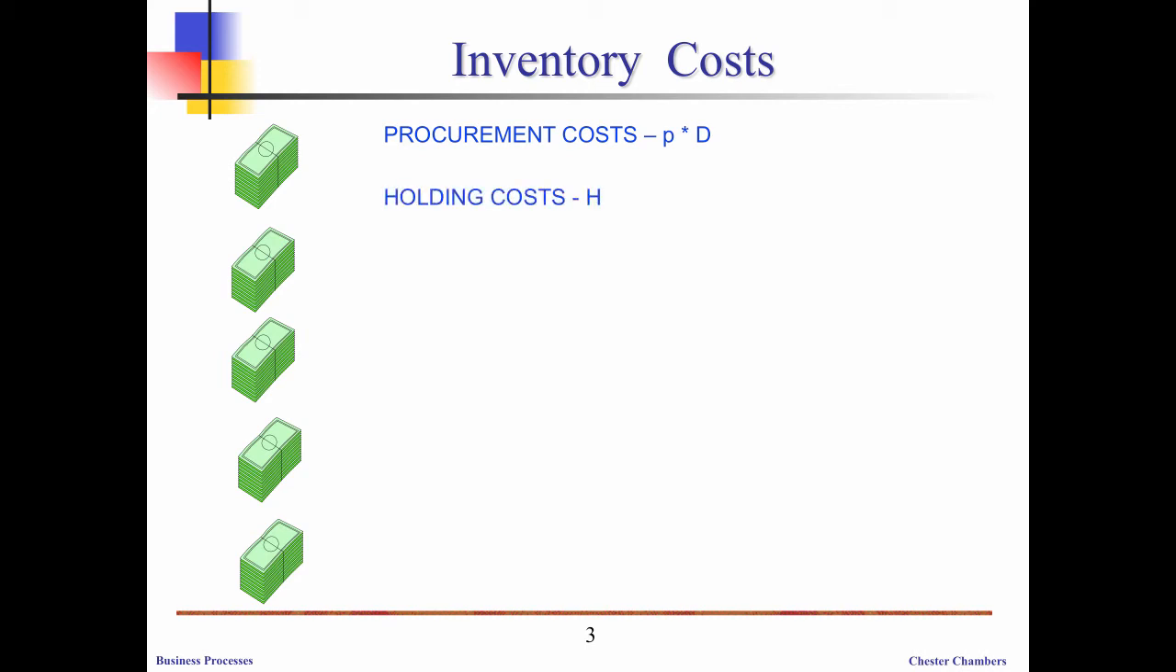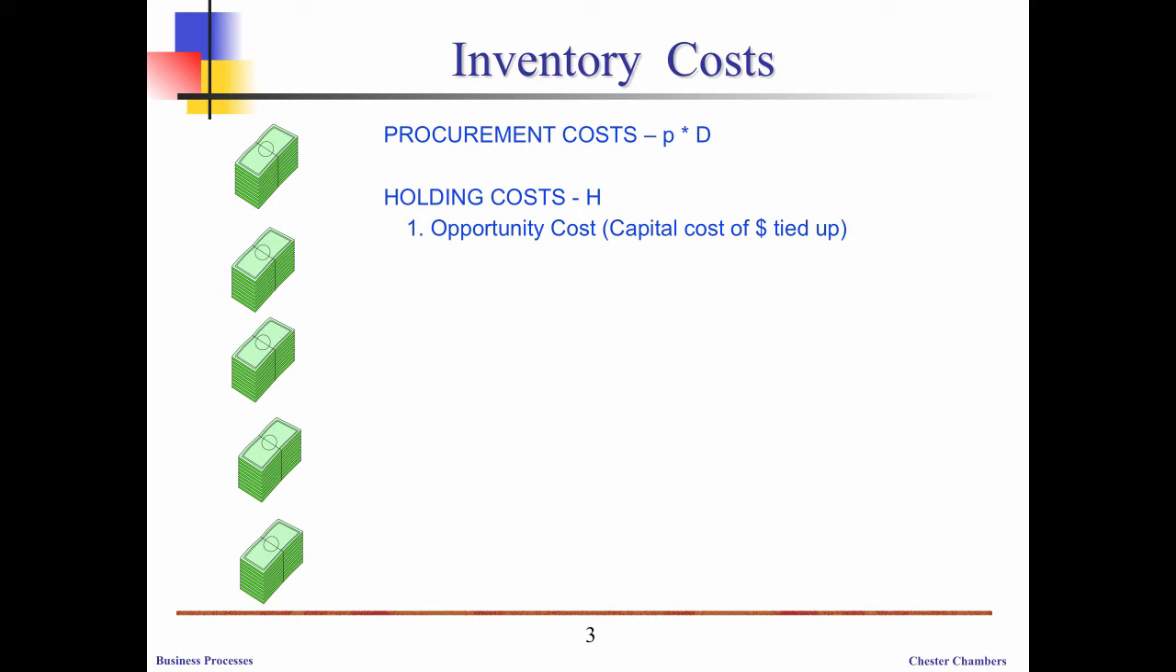Second, we consider the cost of holding this inventory until we give it to our customers. We typically write this holding cost as H. This cost has at least 3 components. There is the opportunity cost associated with the capital that is tied up in inventory.